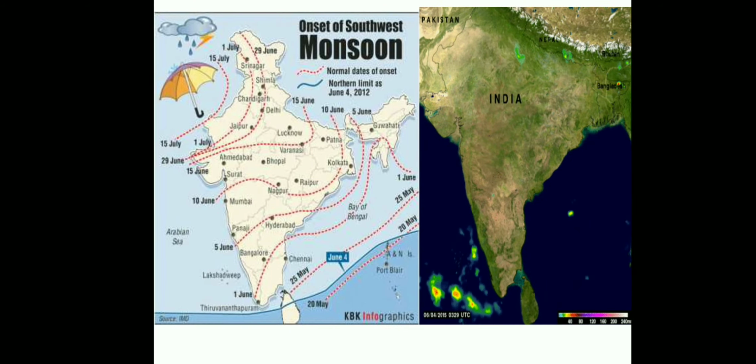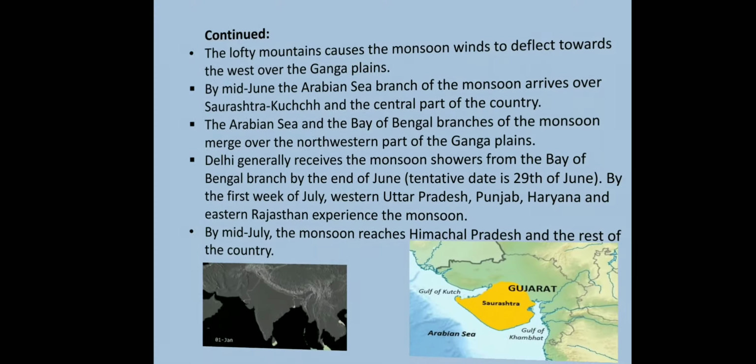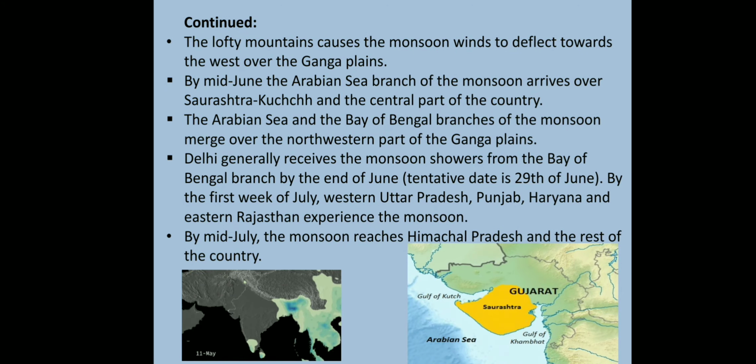Now look at this map and understand how the monsoon advances. As we said earlier, the duration of the monsoon is between 100 to 120 days from early June to mid September. The lofty mountains cause the monsoon winds to deflect towards the west over the Ganga plains. By mid-June, the Arabian Sea branch of the monsoon arrives over Saurashtra Kutch and the central part of the country.